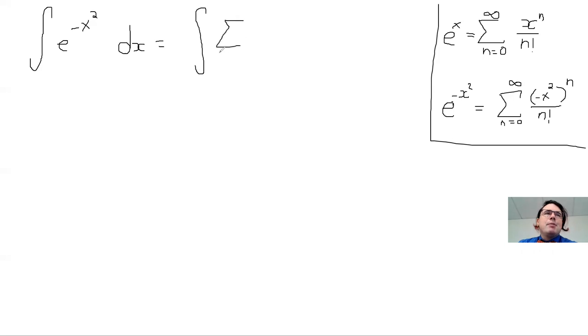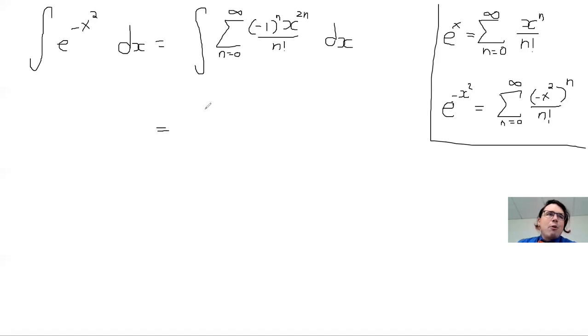So there is my power series. This is the sum, n equals 0 to infinity. And since I'm raising this to the power n, I'm going to write my terms as -1 to the power n times x to the power 2n, all divided by n factorial. And this power series is the integrand for my indefinite integral.